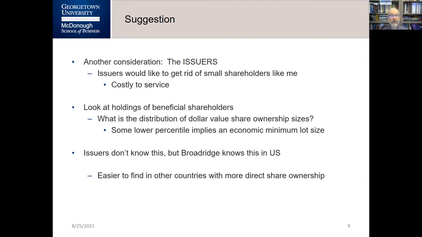Okay. Now, it may also be easier in some other countries, where they consider shareholder records to be either available to the issuer, where some issuers might be happy to give you some data, or may even be public knowledge in some countries. But that would be something I think would be really, really cool to look at and to help answer the question.